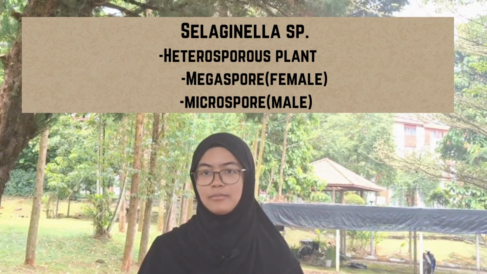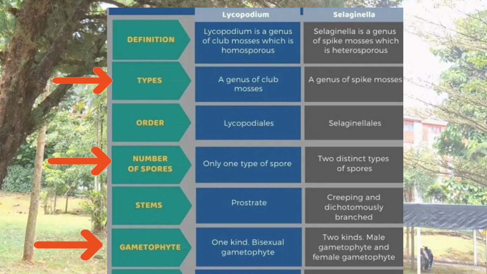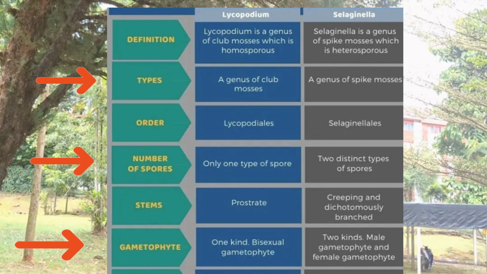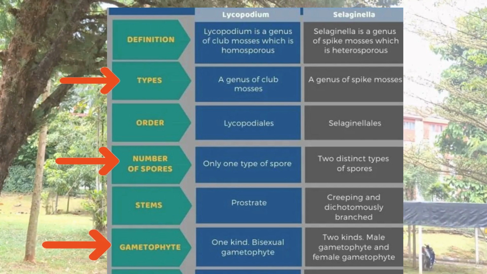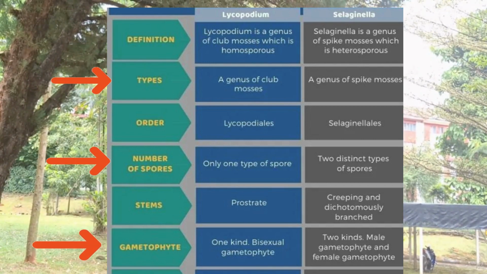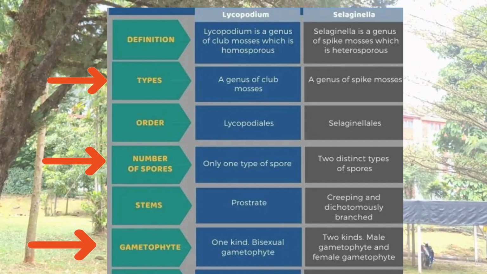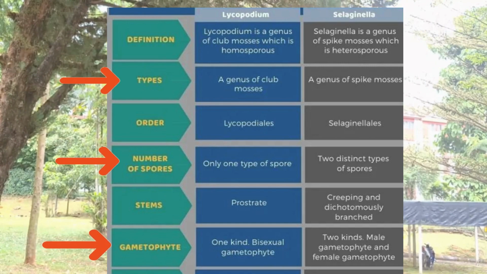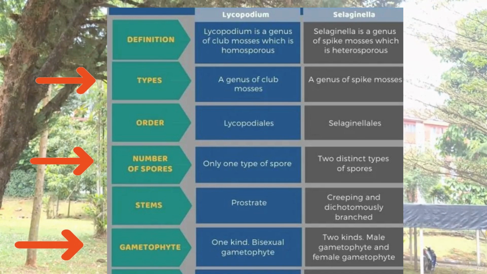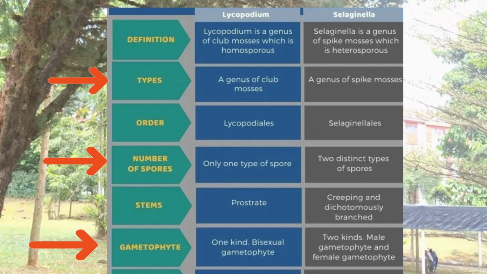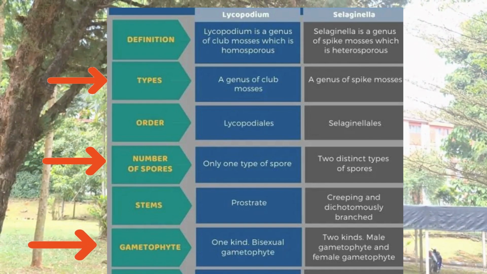To be more clear about this topic, here is the comparison between Selaginella species and Lycopodium species. Lycopodium species is a genus of club mosses, while Selaginella species is a genus of spike mosses. Lycopodium species produce only one type of spore, while Selaginella species produce two types of spore. The gametophytes of Lycopodium are bisexual, while Selaginella species has female gametophytes and male gametophytes.